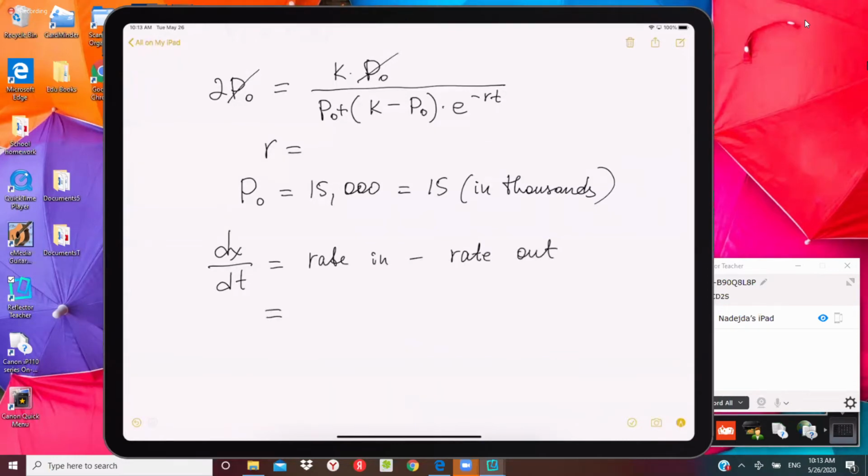So rate in is usually just a constant. So we multiply how many gallons per minute times concentration, let's say a certain number of pounds per gallon. And from there you subtract rate out.